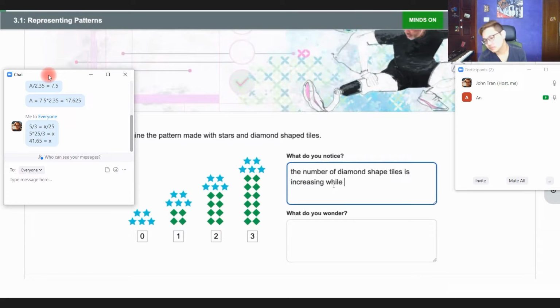Why? The stars are staying still. Why the stars are staying still? It's not called staying still. Let's say remain the same, remain unchanged. While the number of star-shaped tiles remain unchanged. That's better that way. Oh my god, your grammar. Remain is a verb.